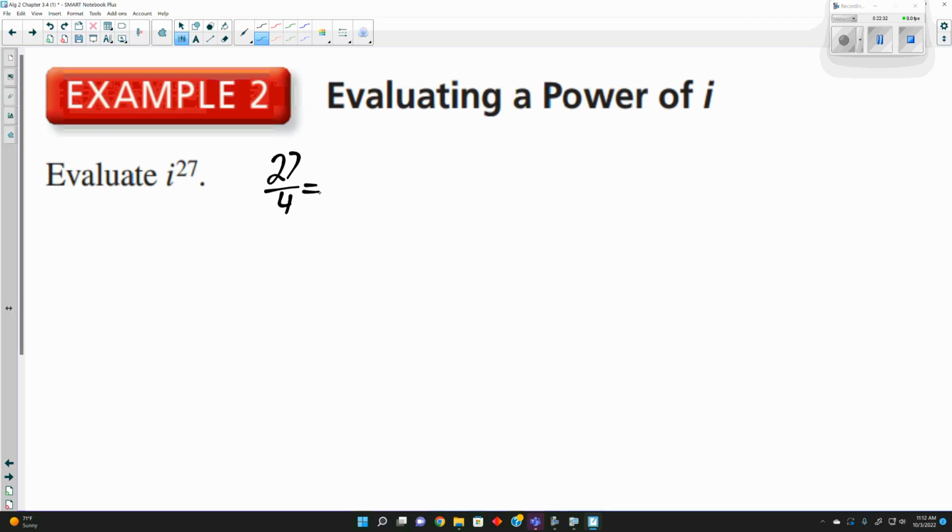Now 27 divided by 4 is going to be 6.75. Now we don't care about the 6. We just want the decimal. And 0.75. So when we evaluate i to the 27th, we get -i, because we can't leave i with any power greater than 1. And that's it. Questions on this here?